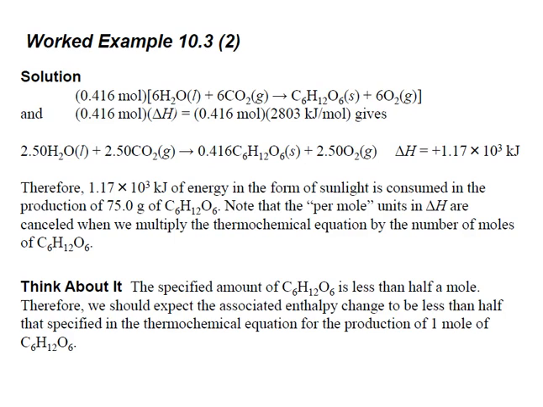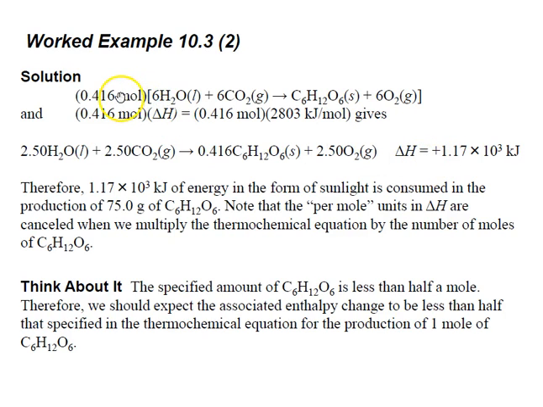So let's continue on. We're going to take our moles that were just calculated, the 0.416, and use our equation and then our enthalpy value. Essentially you're just taking your enthalpy, which is 2,803, and multiplying it by 0.416, and you get this value, which is 1.17 times 10 to the third kilojoules. The sign doesn't change, it still remains positive.